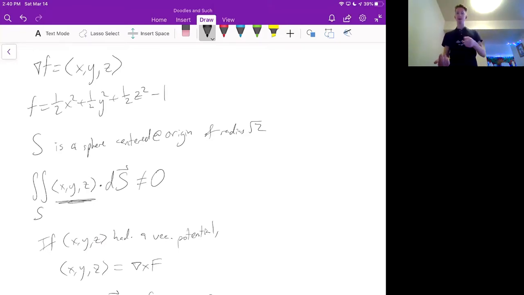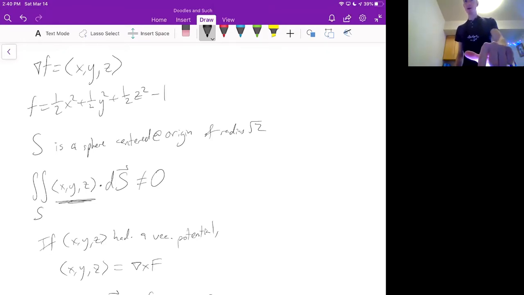Part A told us that the flux of the gradient of f had to be non-zero. On the other hand, if x comma y comma z had a vector potential, the flux would have to be 0 by Stokes' theorem. So there's no way for both of those things to happen at the same time, and therefore x comma y comma z cannot have a vector potential. Might be a good question to ask.